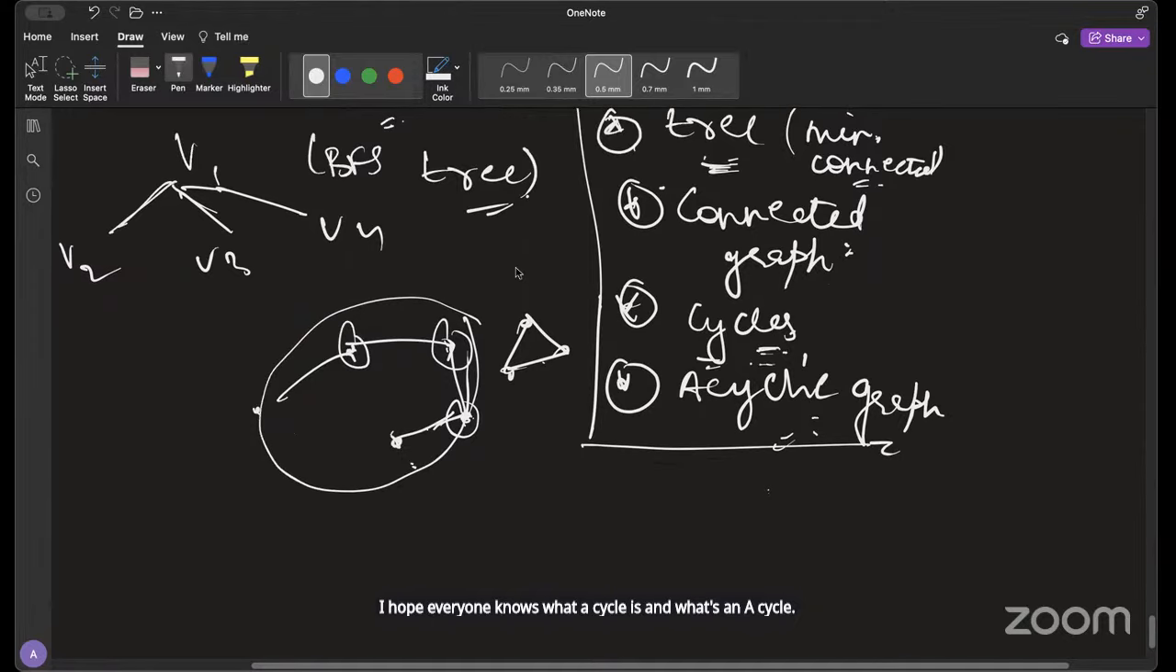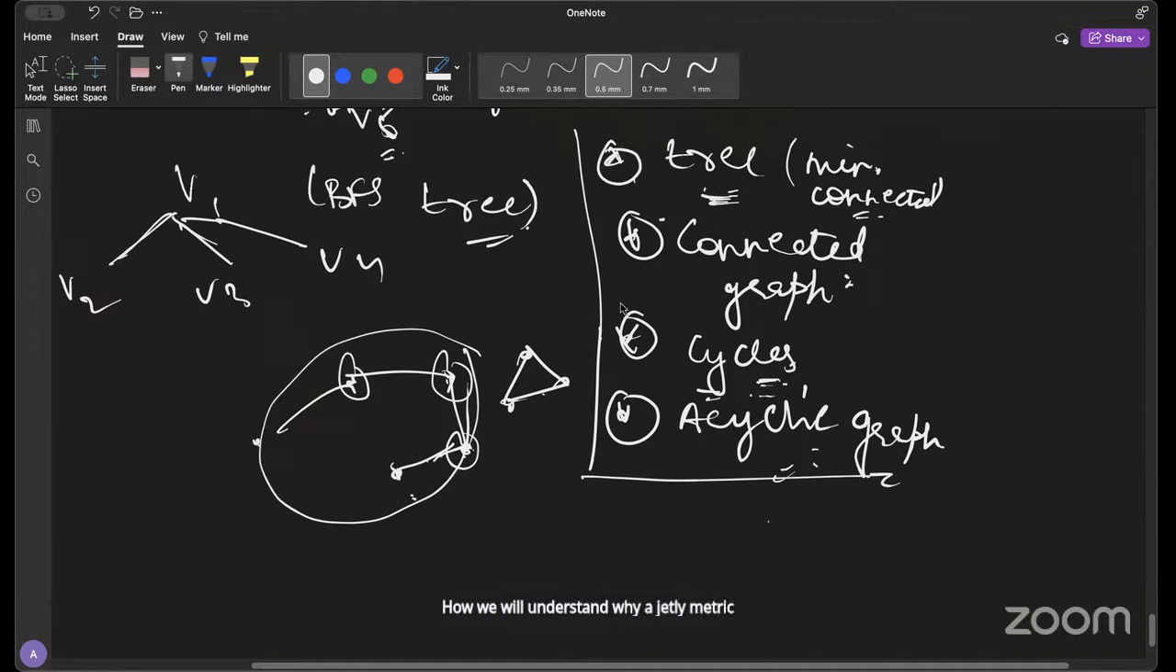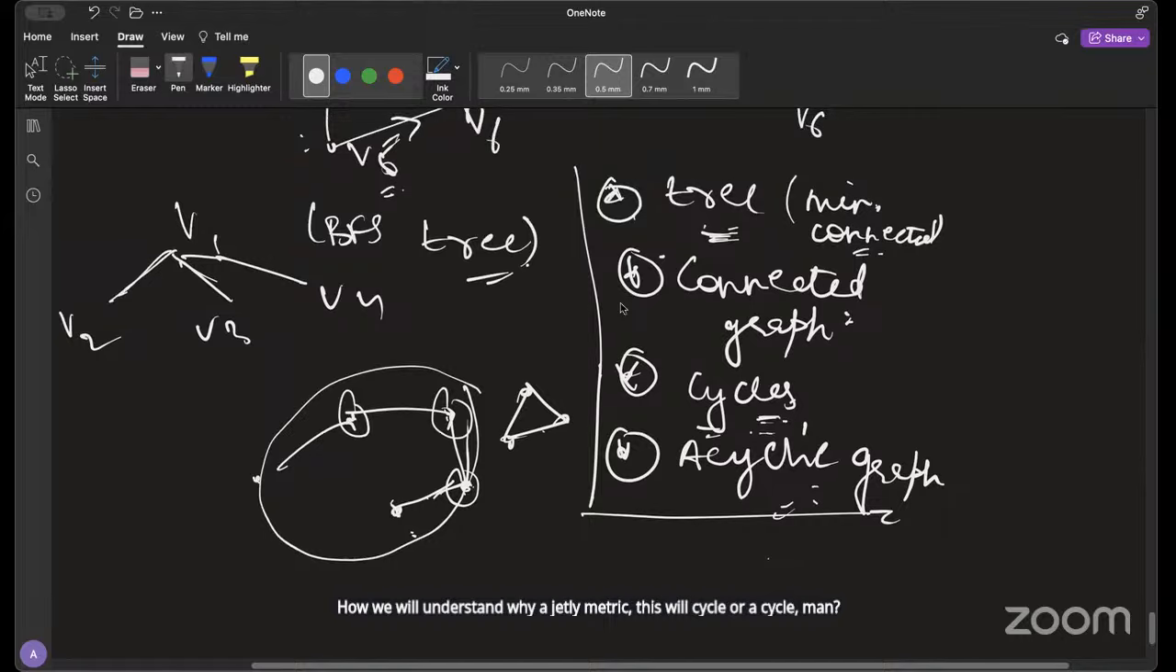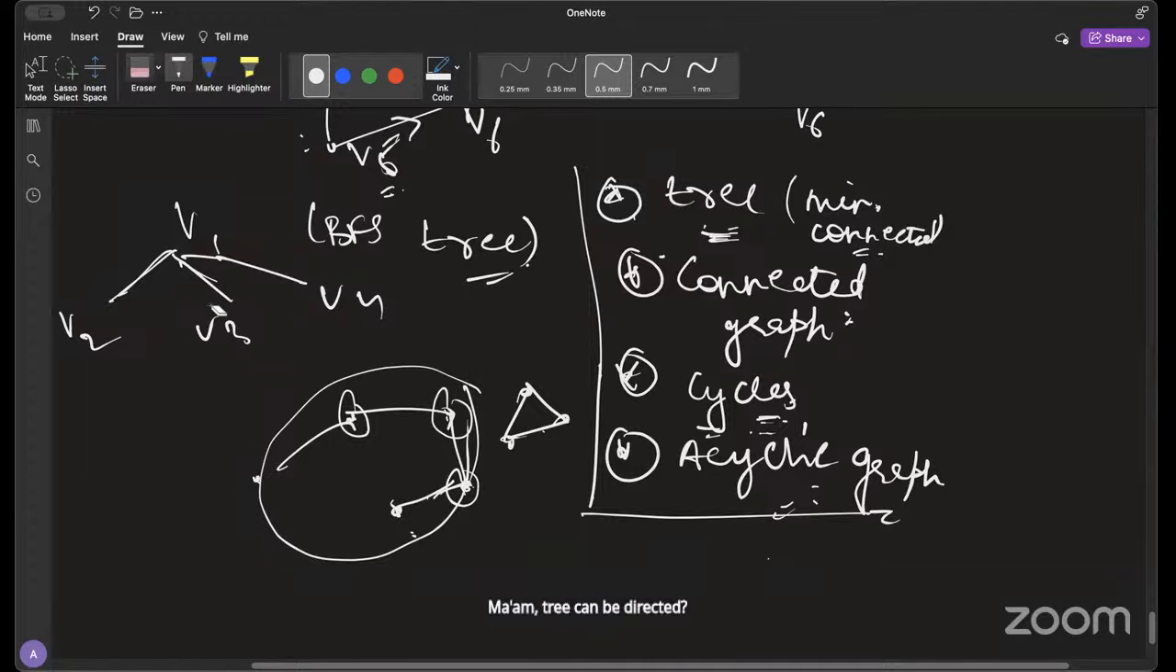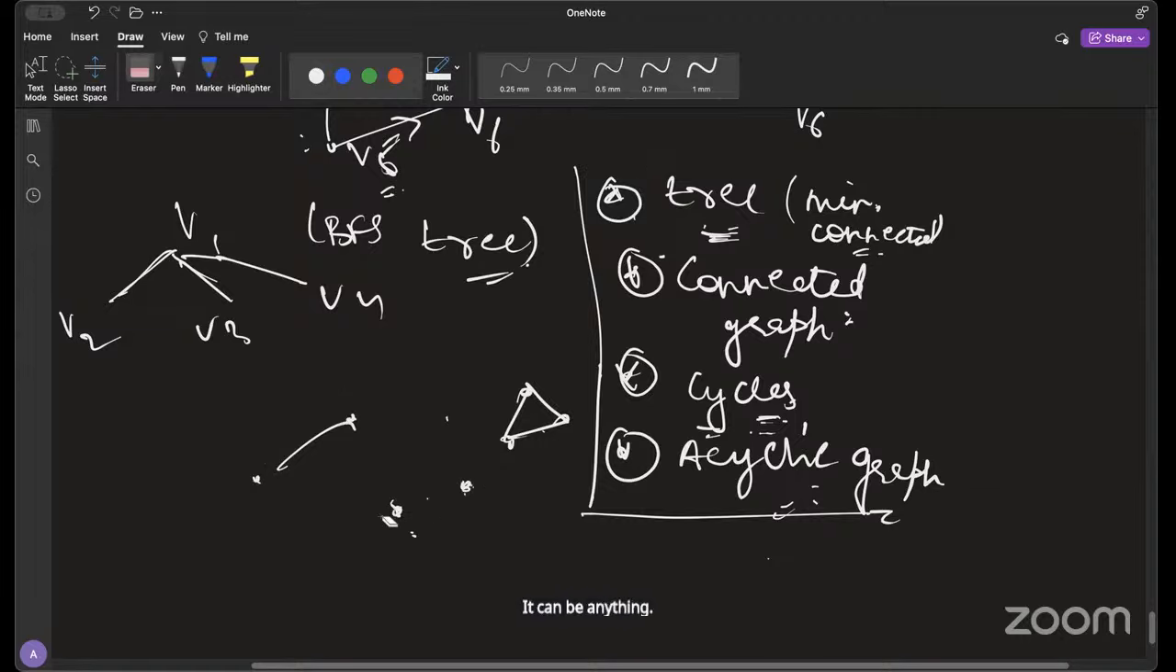How will we understand by adjacency matrix whether this is a cycle or acyclic? Ma'am? We'll discuss the adjacency matrix in a while, but I just want to make sure everyone is clear with all these terms, right? Ma'am, a tree can be directed or undirected also. It can be anything. Ma'am, if a tree is directed, then is it connected?